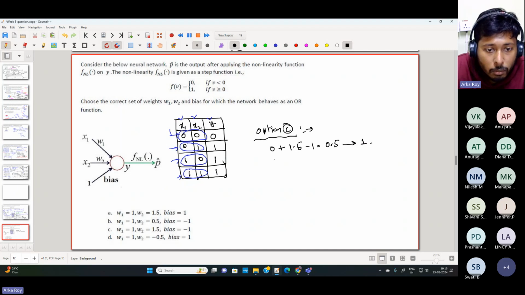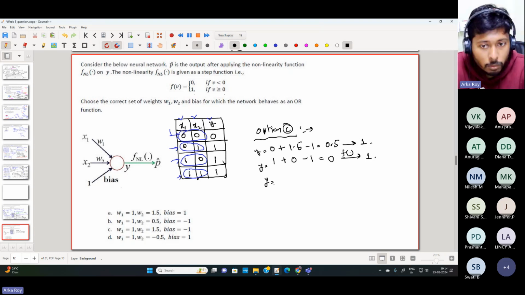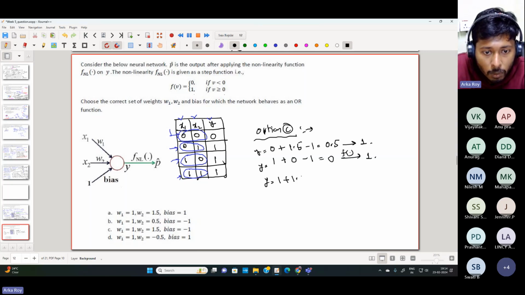Then you have the next case, 1 plus 0 and then -1. So you are getting 0. And if you apply the nonlinear function, you can see that if it is equal to 0, then the output is also 1. So this is 1. And in the last condition, the value of y will be 1 plus 1.5 minus 1. So this is 1.5 over here. And if you apply f, the nonlinear function, then you will see that the output will be 1.